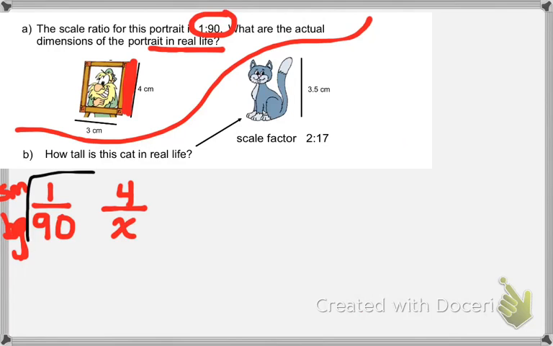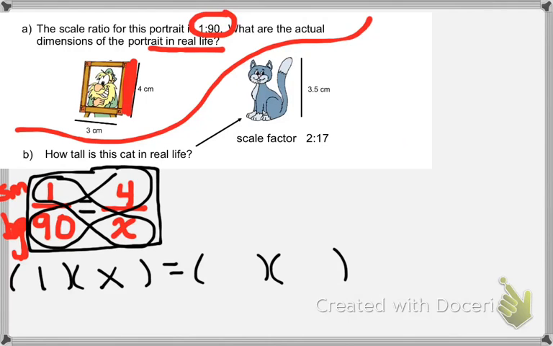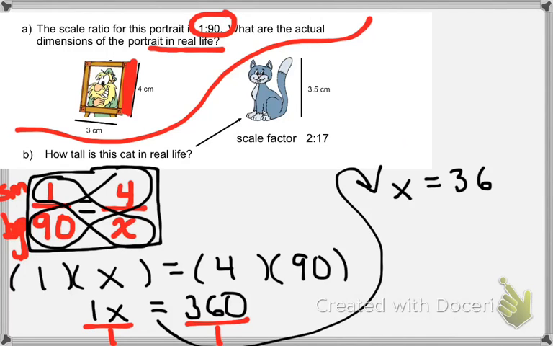Since the scale or the ratio rule holds, we have a proportion, and we can cross multiply to solve this proportion. As we know from the last chapter, to cross multiply, you do bracket times bracket equals bracket times bracket. So it'll be the 1 times the x equals the 4 times the 90. So we get 1x equals 360. Then you're going to divide both sides by 1 to get the x by itself. And then x equals 360.